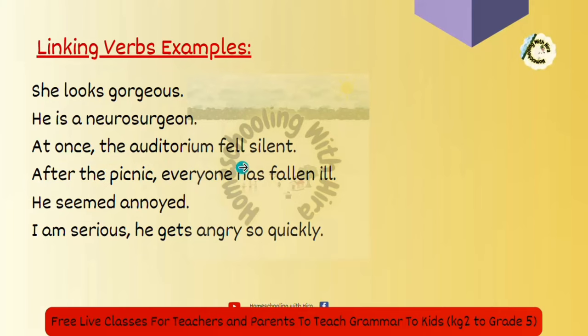Another example is, at once, the auditorium fell silent. Now here, we have the verb fell. What is the meaning of fell? To trip over, to fall down. But here, it's working as a linking verb. Why? Because here fell doesn't mean to fall down or to trip over.